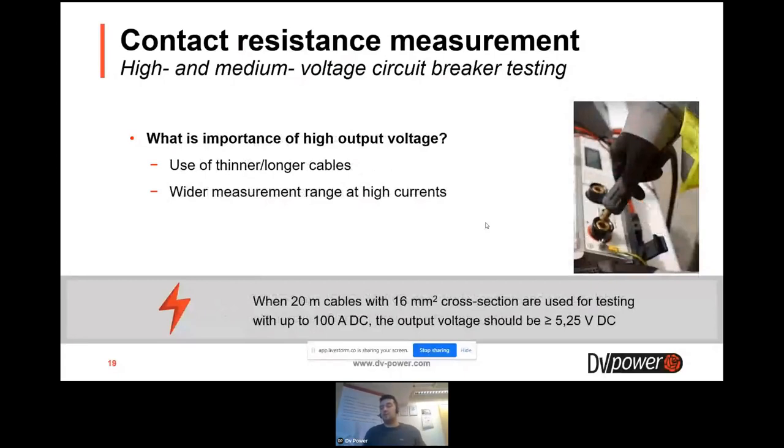Output voltage for a micro-ohmmeter, why is it so important? Usually when you see the specifications of a micro-ohmmeter, in the name of the device you will see what is the highest current, but you will not find so easily information about output voltage, and this is also very important information if you want to check whether a device is, how to say, powerful or not. So you cannot say that it is powerful if it has only high output current. Output power is of course output voltage multiplied with output current.